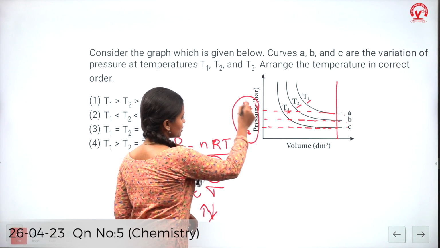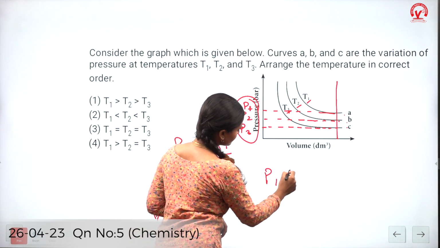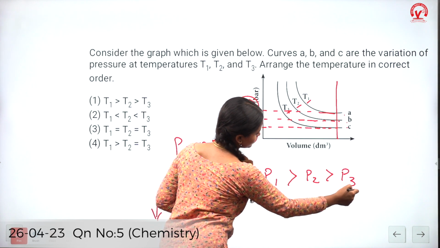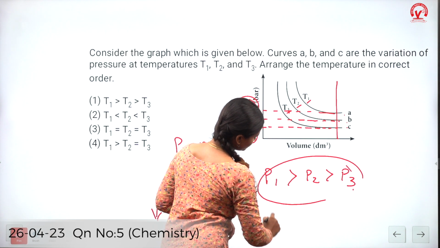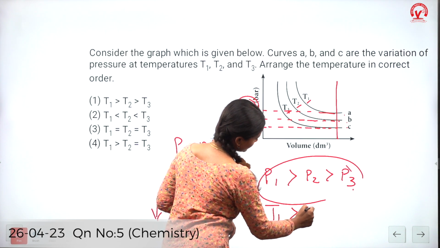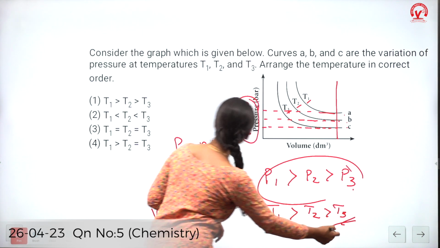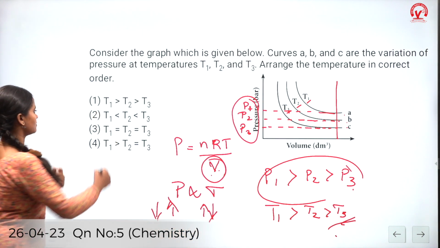Here the order of pressure is P1 greater than P2 greater than P3. So the temperature also is T1 greater than T2 greater than T3. So the answer is 1, T1, T2, T3.